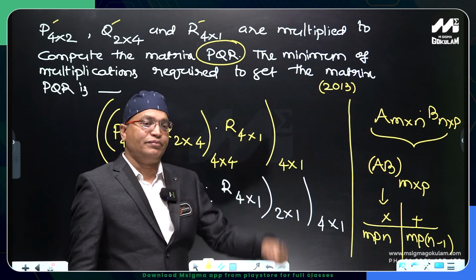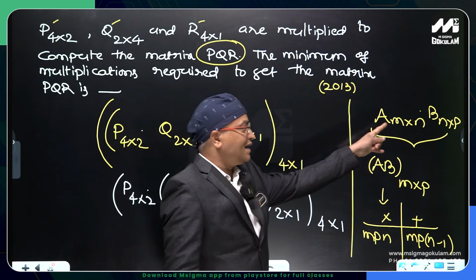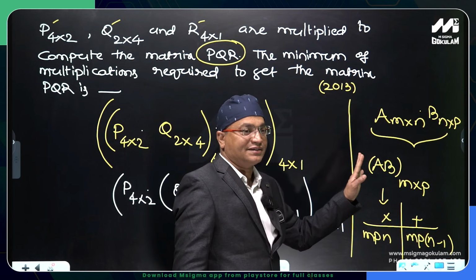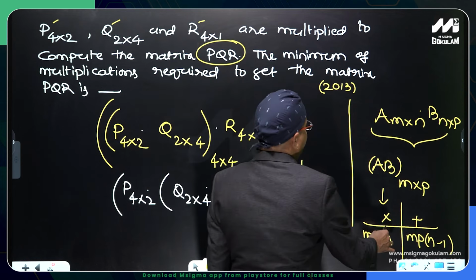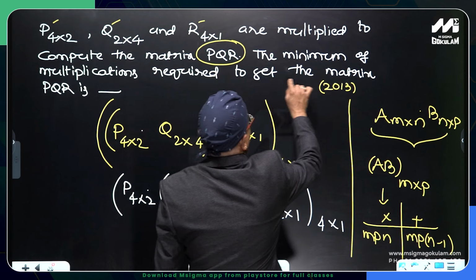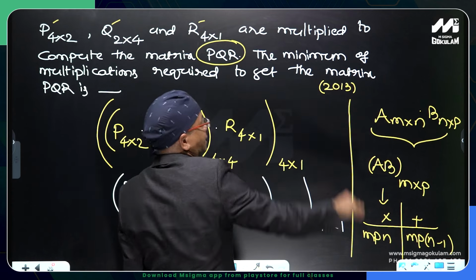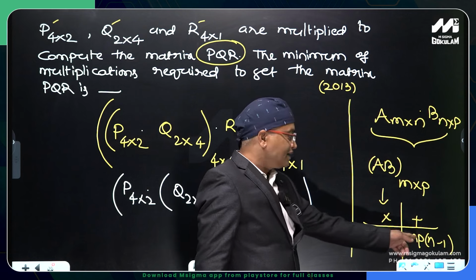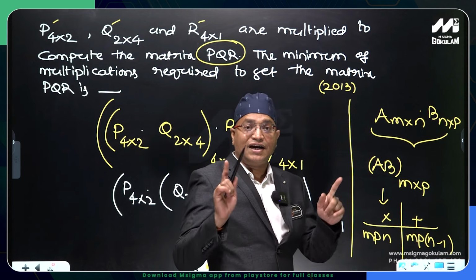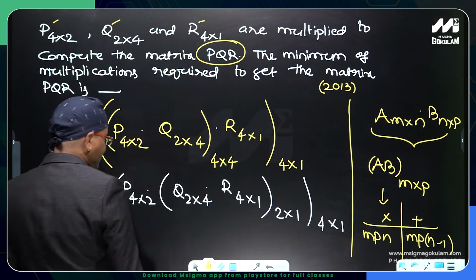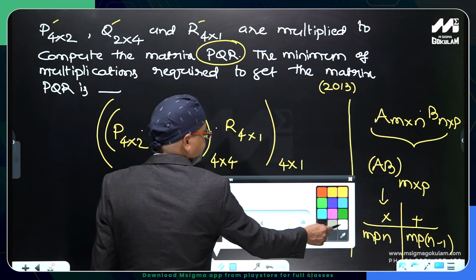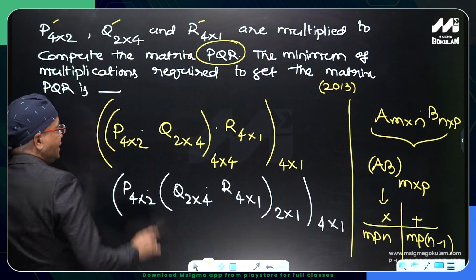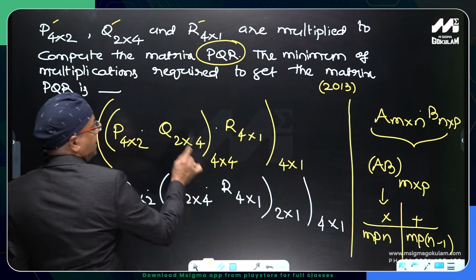That N is also very important. If you multiply A M by N, B N by P to get the matrix AB M by P matrix, then how many times multiplication operations? My question is, what is the minimum number of multiplications required? So MP into N times multiplications required. MP into (N minus 1) times additions required. So coming to our problem. Here like M by N, N by P. Our M is 4, N is 2, P is 4.